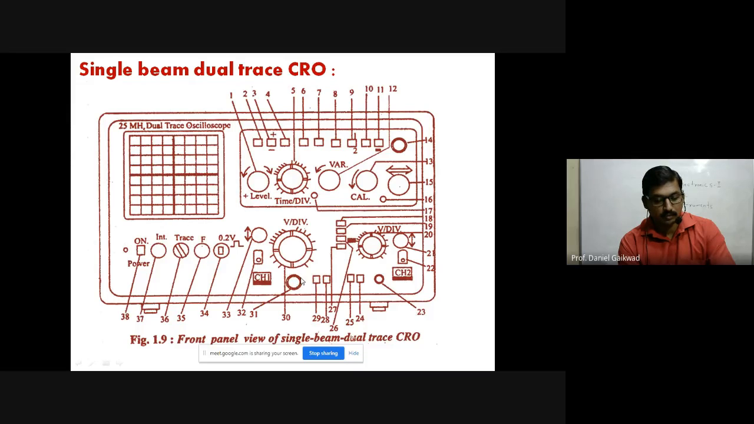Channel 1 and channel 2. The connector of the input signal, that is the BNC connector to channel 1 is number 31, and the BNC connector to channel 2 is number 23.